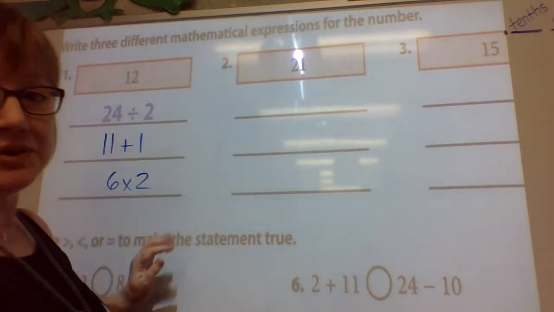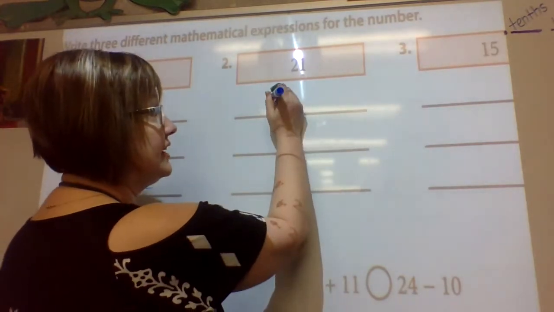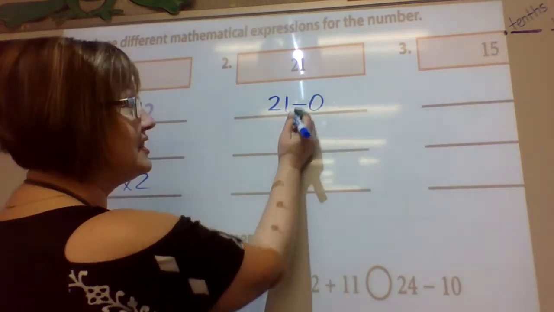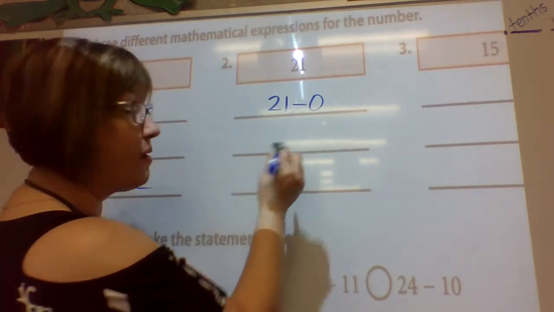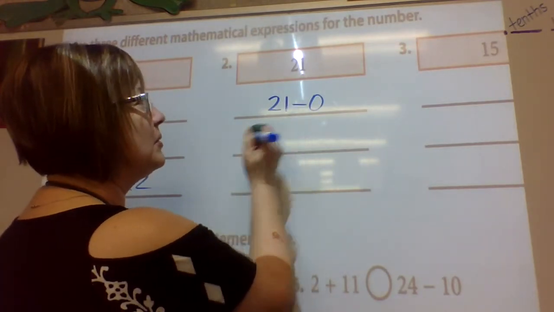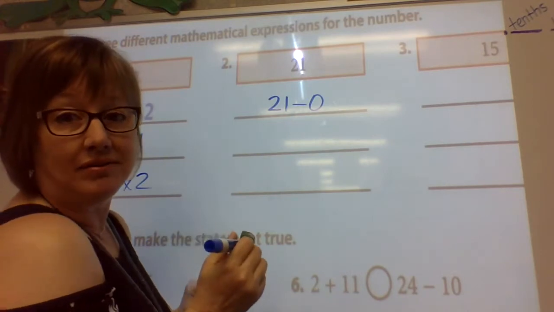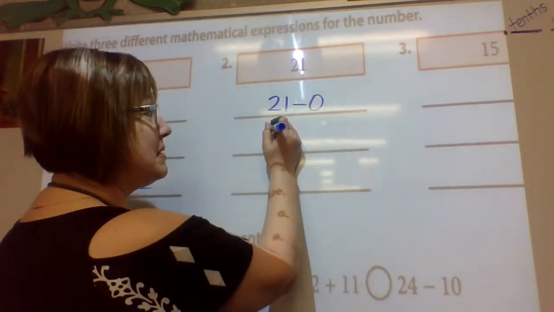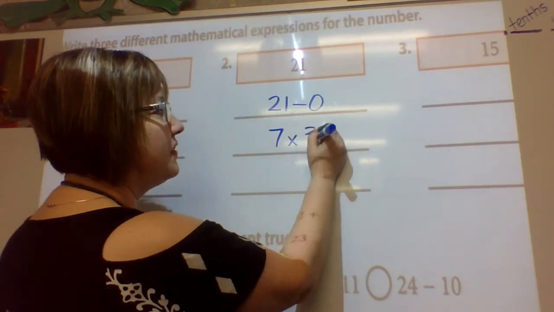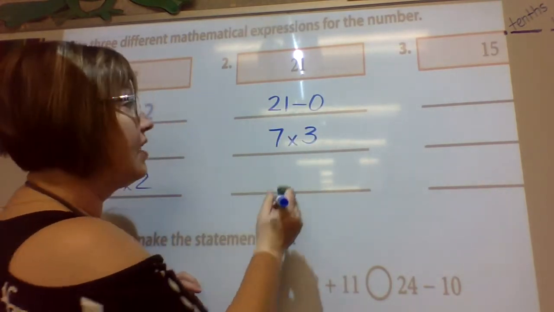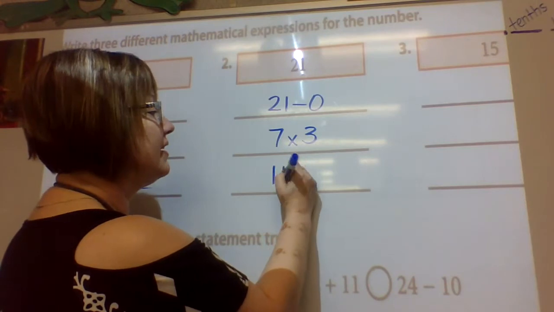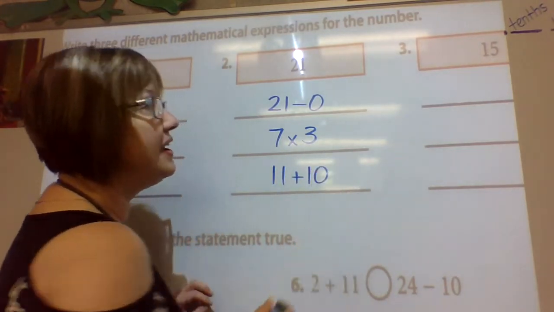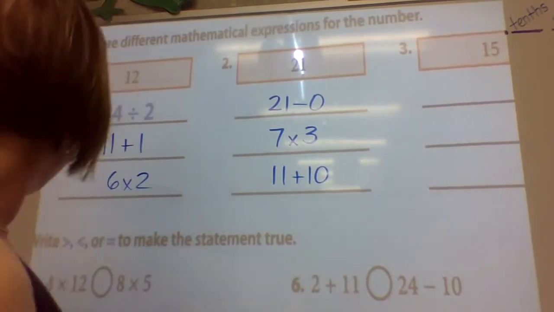How about expressions for 21? You could say 21 minus 0. Okay. Can we divide something? Sure. We can do, well, that'd have to be really big, but 42 divided by 2 is 21. Or we could say, maybe you're thinking 7 times 3. Or we can add 2 numbers. 11 plus what would equal 21? 10. Good.